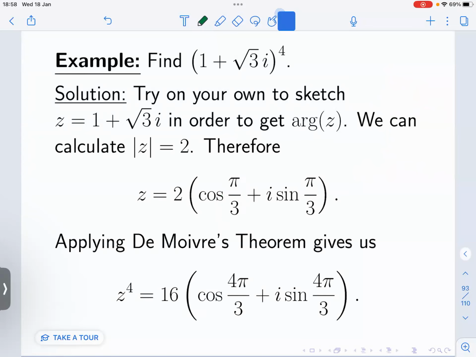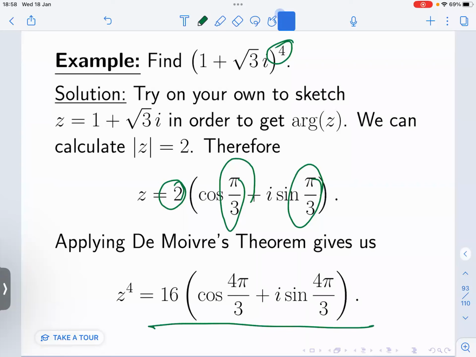That means that when we apply De Moivre's theorem, the modulus will be taken to the power 4, and your argument will be multiplied by n, which is equal to 4. Thus, we have z to the power 4 in polar form as 16 cos 4 pi over 3 plus i sin 4 pi over 3. In most cases, they'll ask you to leave your answer in standard form, so the idea is the same: a is equal to r cos theta and b is equal to r sin theta. r is equal to 16, and cos theta is that, so you take the product to get a. b is equal to sin 4 pi over 3, and then you take the product with 16, and you will get a complex number in standard form.